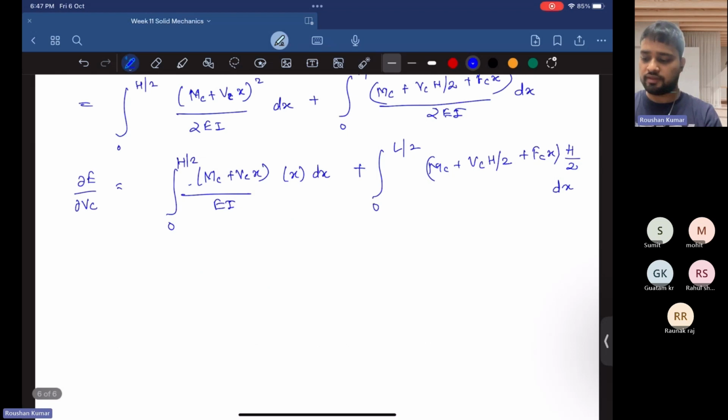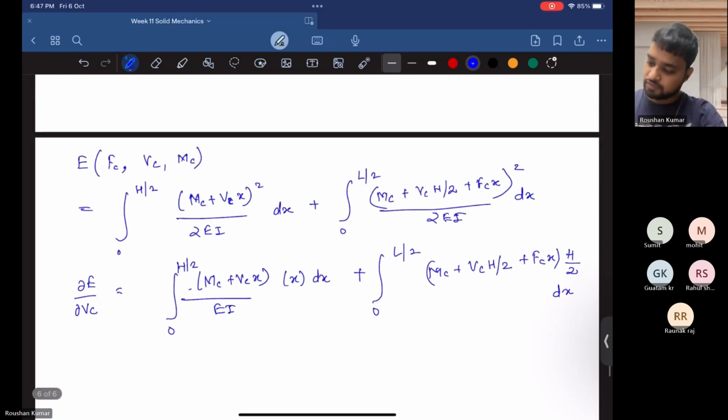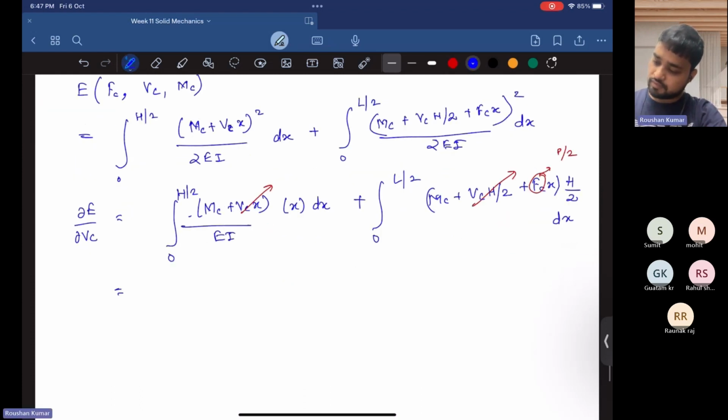And after taking the derivative, we have to cancel out each term. So VC is going to be 0, so this term cancels out. VC is going to be 0, this will cancel out, this will become P by 2. So take the derivative with respect to this one. So MC upon EI x square by 2.